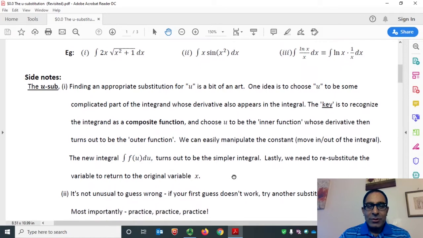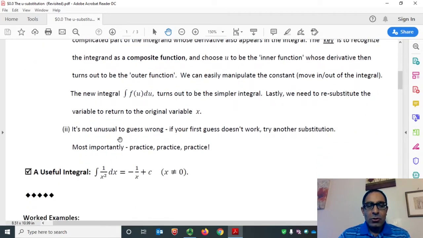Side note number 2, it's not unusual to guess wrong. If your first guess doesn't work, try another substitution. Most importantly, practice, practice, practice. The more you practice, the more you recognize the pattern of the integrals.